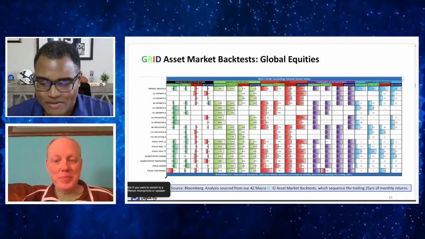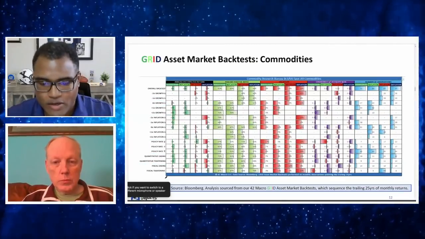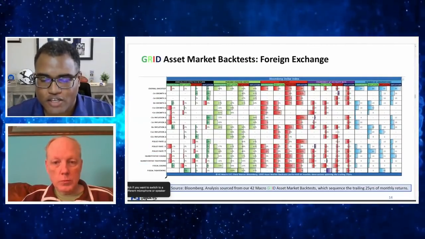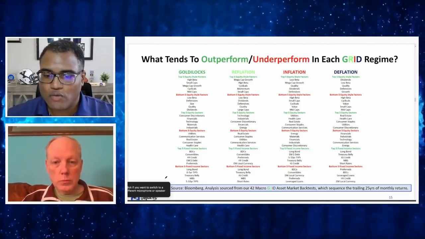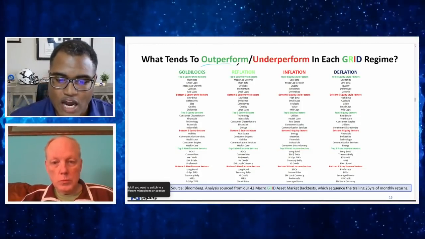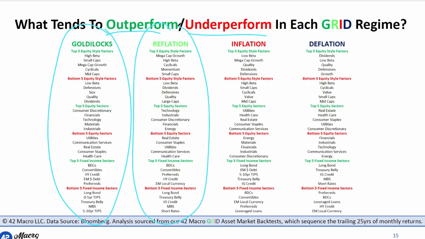So here on slides 11 through 14, we're just showing the back tests on global equities, commodities, fixed income, and foreign exchange. And again, on slide 15 here, we've back tested everything that ticks so we can understand what tends to outperform and underperform in each grid regime. These are the summaries of the overall back tests, not the Bayesian back test that Larry alluded to that we just talked about and we'll talk about in a second.